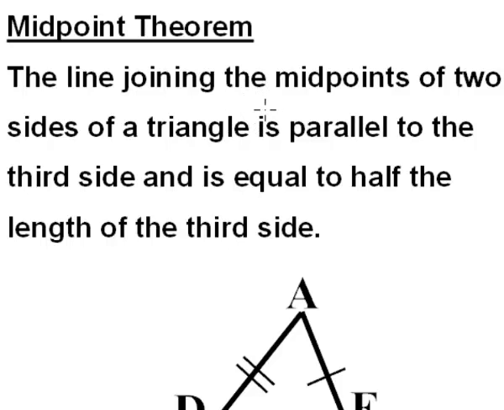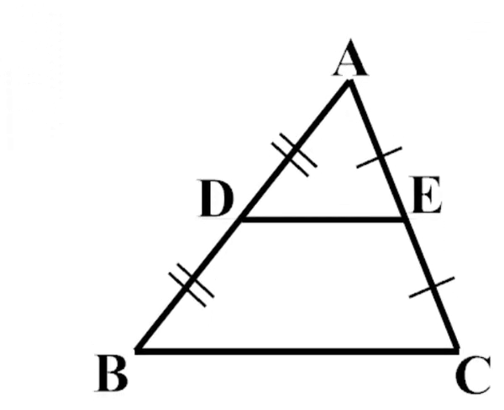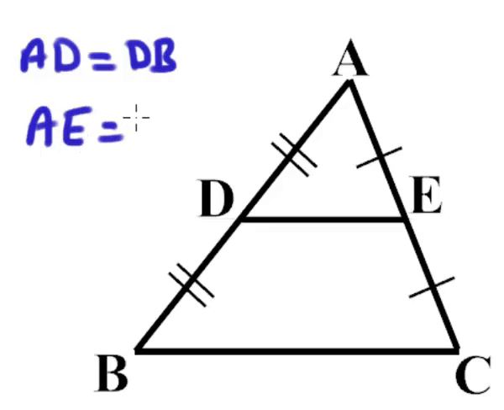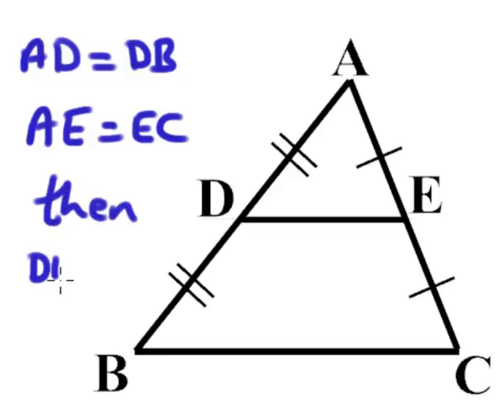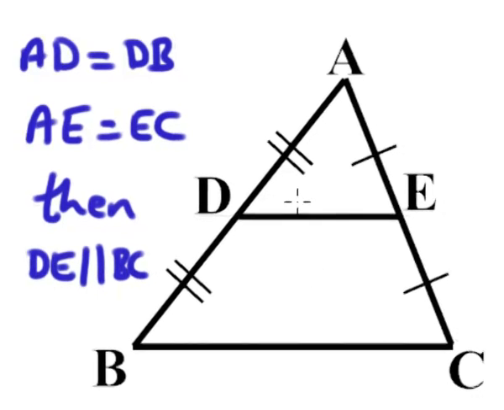It says the line joining the midpoints of two sides of a triangle is parallel to the third side and equal to half the length of the third side. So what this theorem is saying is, if you've got a triangle, you're given that AD is equal to DB, and AE is equal to EC. And if DE is the line segment joining the midpoints of these two sides, then we can prove that DE is parallel to BC, so these are parallel.